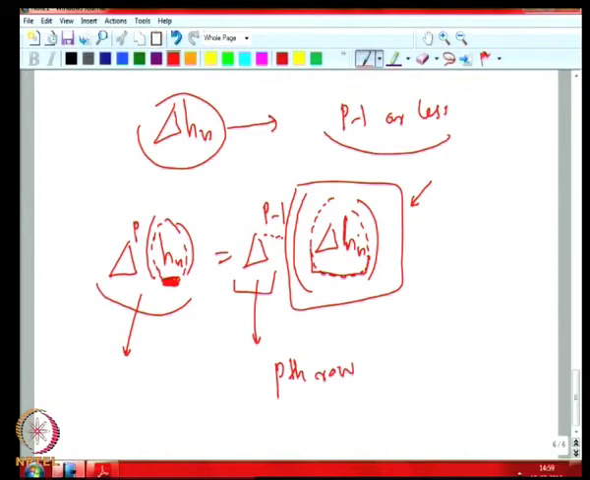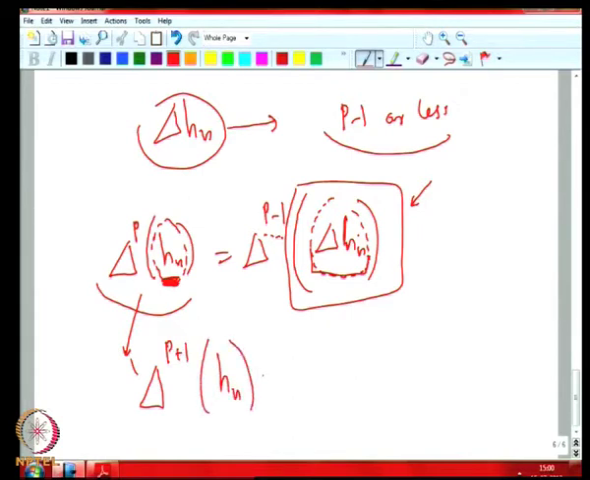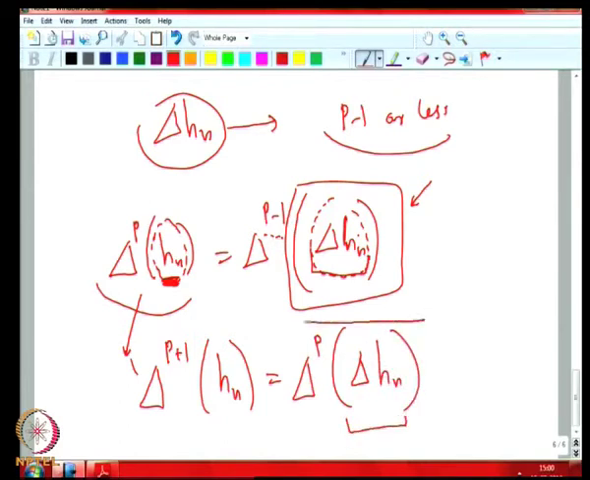Yeah, so this is correct. What we want to show is that the p plus 1th row, namely delta p plus 1 of Hn, is equal to 0. We want to show that this is equal to 0, right. So this will be equal to delta p of Hn. Now, this being a p minus 1 degree polynomial, the pth row here is going to be 0, that we already know. So therefore delta p plus 1 of Hn is also going to be 0, right.